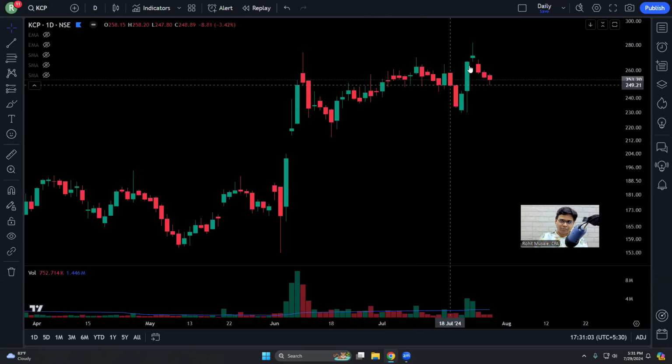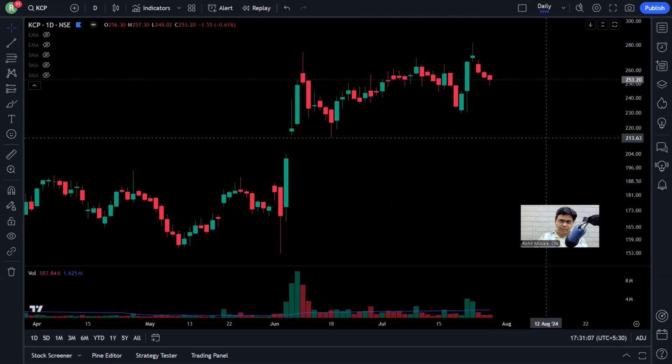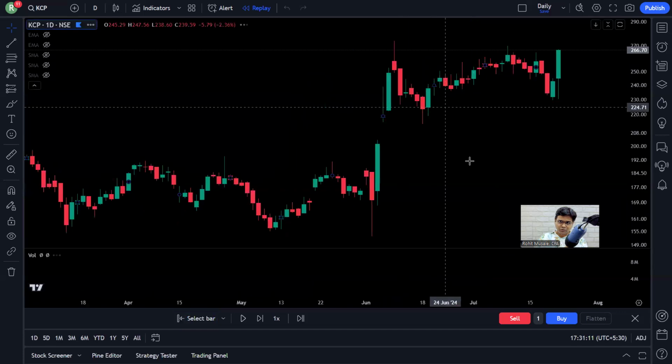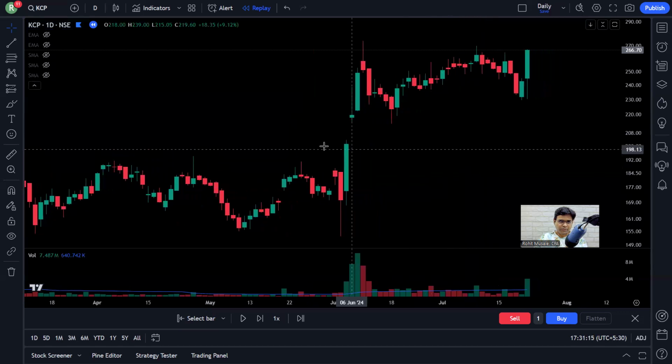Okay. So I bought the stock on this day, which is 24th of July. So let me put this tool here. So this is what I saw before I put the order. And I put a 2.5% position size.